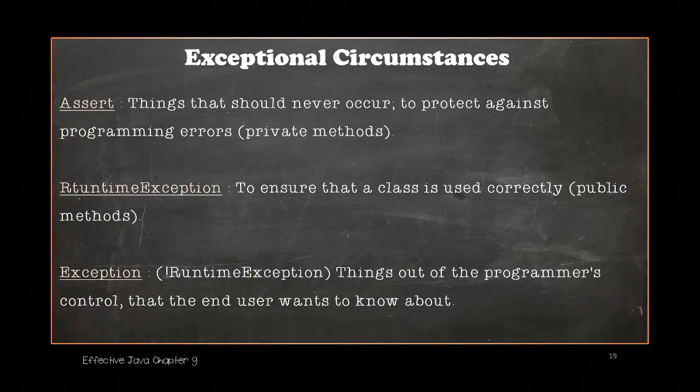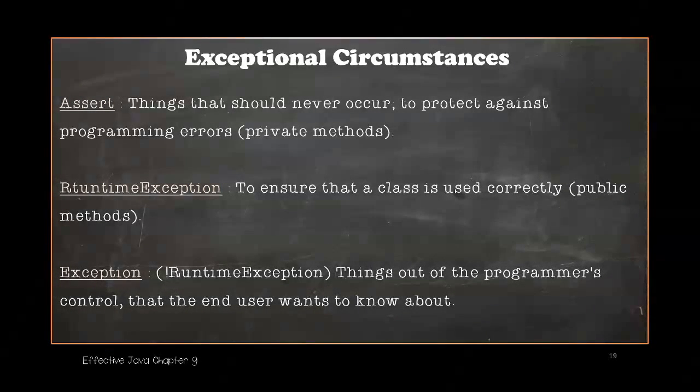And runtime exceptions are things like a public method is out of range. So an index exception. You're accessing a collection with an index of less than 0. That'd be a runtime exception. Then regular exceptions, which are the ones you specifically have to catch and throw and try and finally and all that. Those are the ones where it's things out of your control.